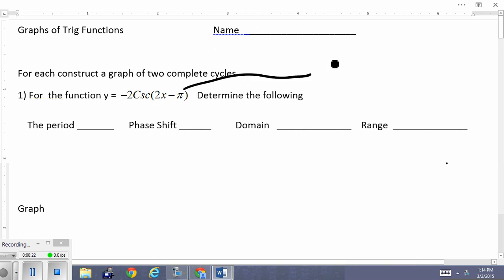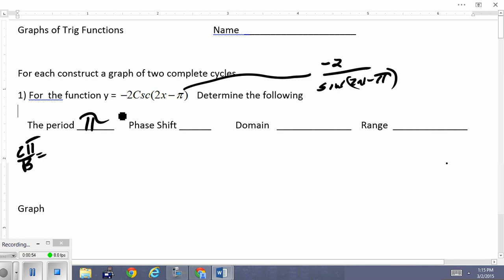So we know that the cosecant is 1 over the sine. So this expression is -2 over the sine of 2x minus pi. Now the period and the phase shift for this cosecant function are going to mimic that of the sine. The period is the normal period, which for sine is 2 pi over b. So that's 2 pi over 2, which makes this a period of pi.